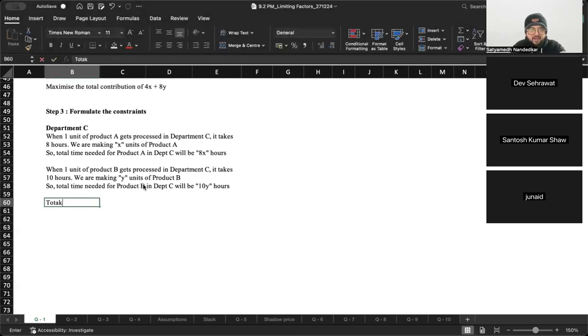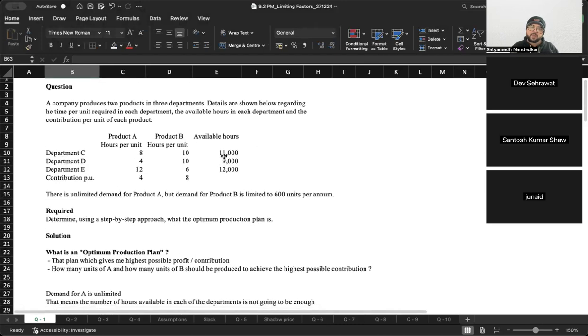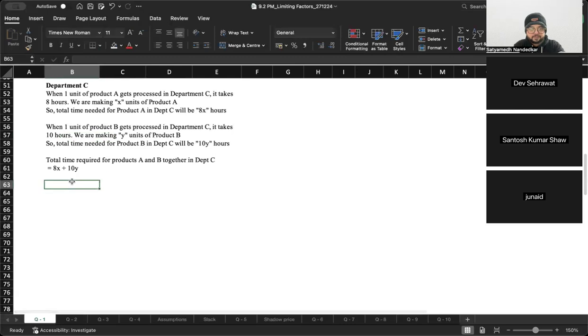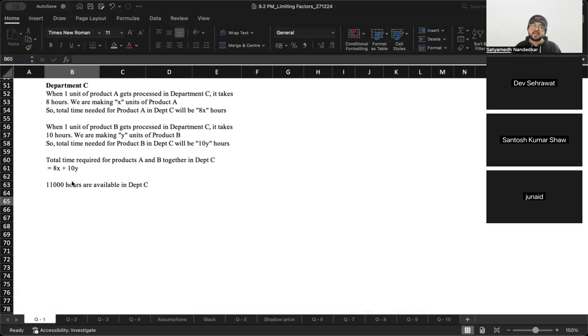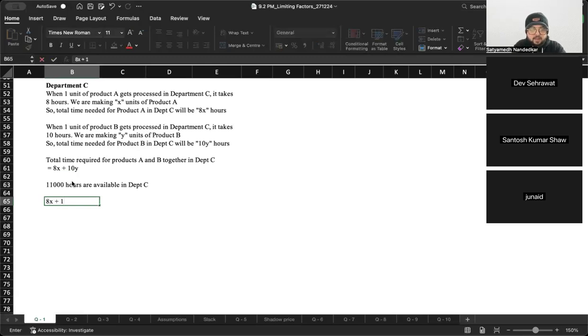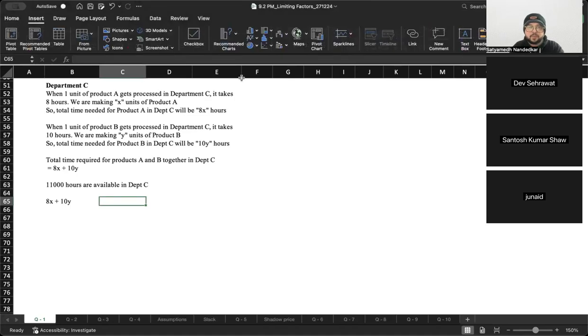Okay, now if I ask you total time required for products A and B together in department C, you will say, sir, it is 8x plus 10y. Okay, and how many hours are available as per the question? 11,000 hours are available in department C. So the total hours required have to be less than or equal to 11,000. The total time that these two products take cannot exceed 11,000. Okay, so 8x plus 10y is less than or equal to 11,000. Why 11,000? Because that part was given in the question.